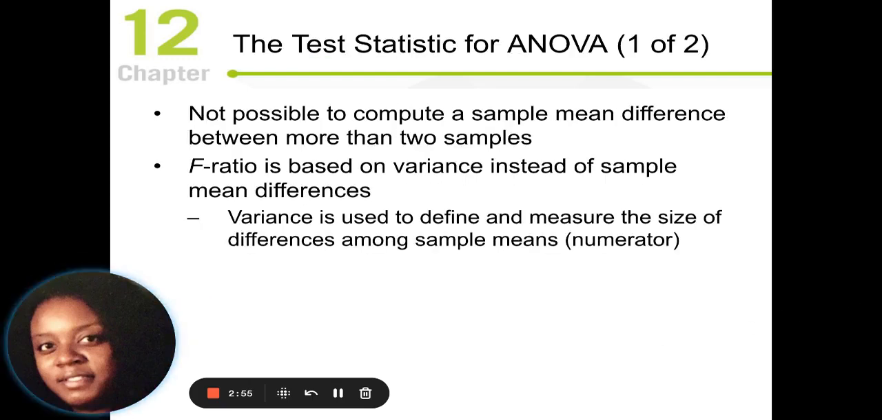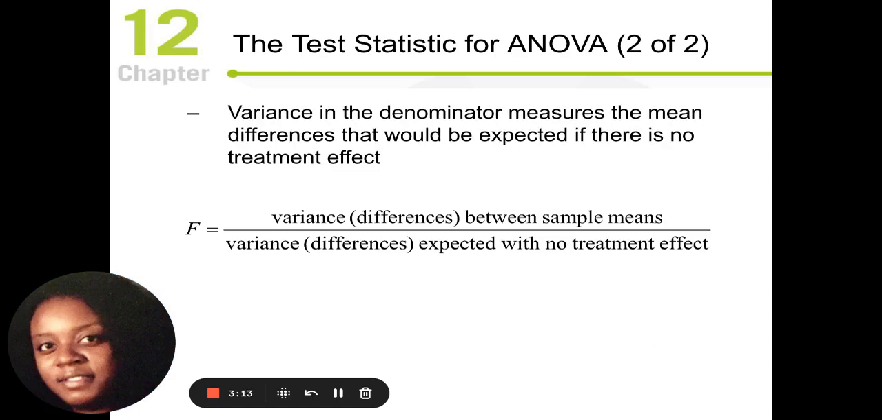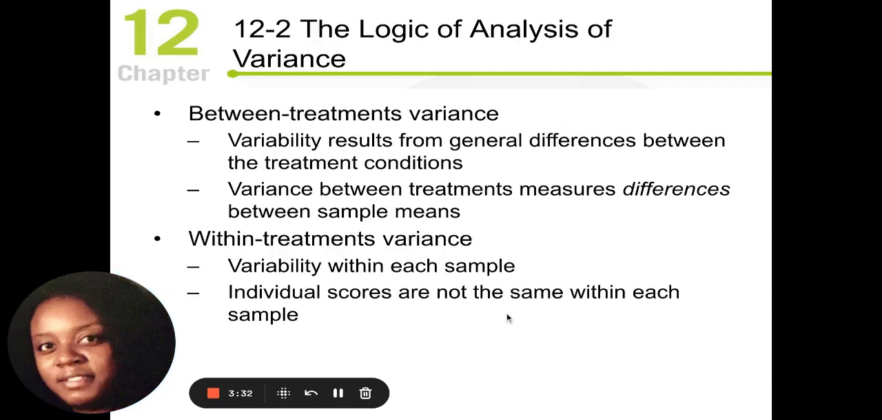For the test statistic for an analysis of variance, it's not possible to compute a sample mean difference between more than two samples. Instead you have the F ratio, which is based on variance instead of sample mean differences, and that variance is used to define and measure the size of the differences between sample means. The variance in the denominator measures the mean differences that would be expected if there was no treatment effect, and that formula looks like the one you see on the screen. It compares the differences between those sample means with the differences expected with no treatment.